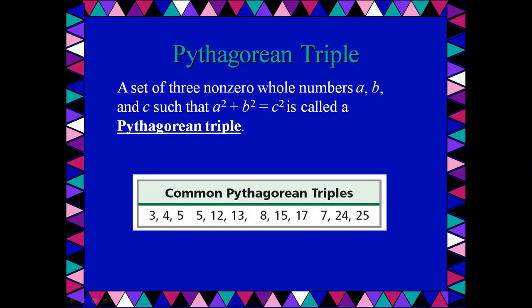A Pythagorean triple. This is a set of 3 non-zero whole numbers, a, b, and c, such that a squared plus b squared equals c squared. Common triples would be side lengths of 3, 4, 5; 5, 12, and 13; 8, 15, and 17; and 7, 24, and 25.